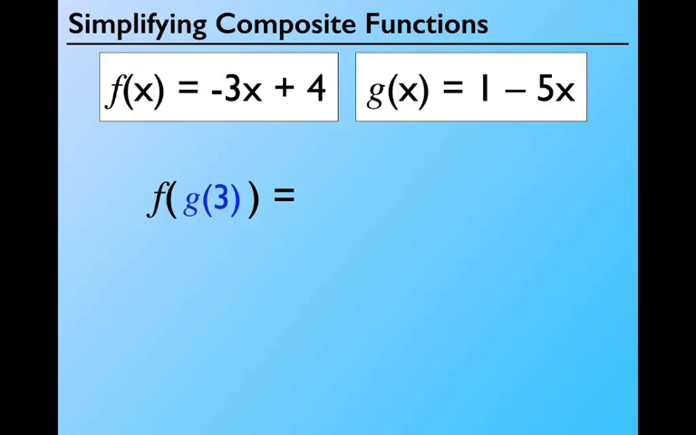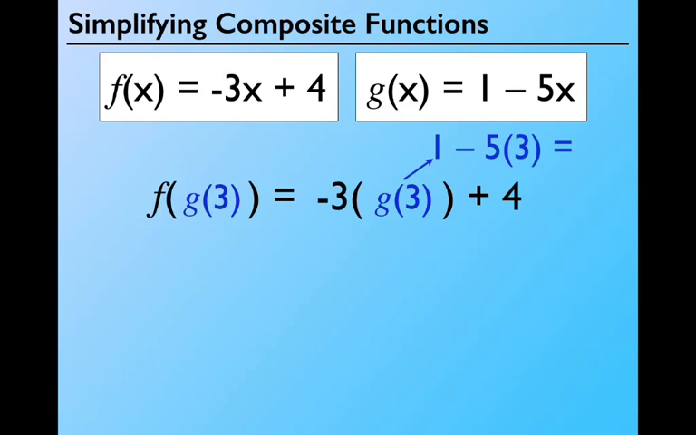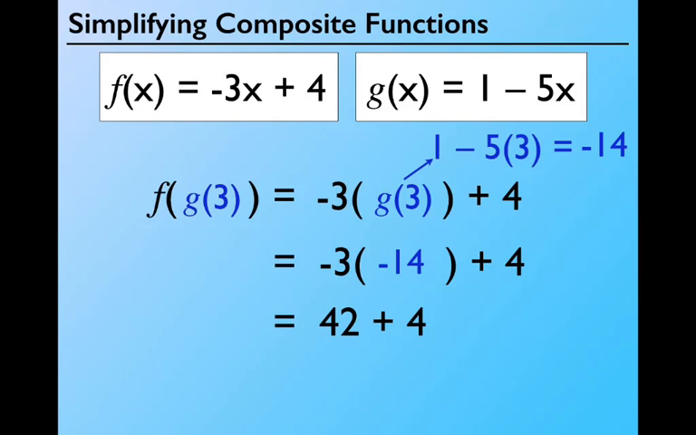Now you guys did this last lesson, composite functions. Let's say I'm trying to find f of g of 3. First I plug 3 into g of x, which you see in blue. 1 minus 5x, 1 minus 5 times 3, or 1 minus 15 equals negative 14. So now I plug negative 14 into f of x. Negative 3 times negative 14 is positive 42. 42 plus 4 is 46.